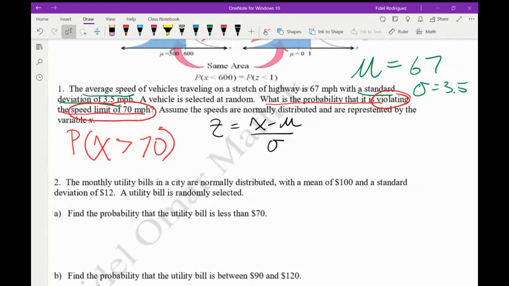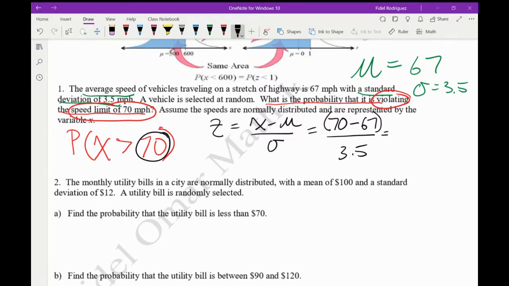So we're going to take x minus mu over sigma. My x value in this case is going to be this number. So I'm going to write 70 minus 67 over 3.5. Remember, I'm going to do this part in parentheses. And I'm just going to do this on my calculator so I don't have to keep going back and forth. So give me one quick second.